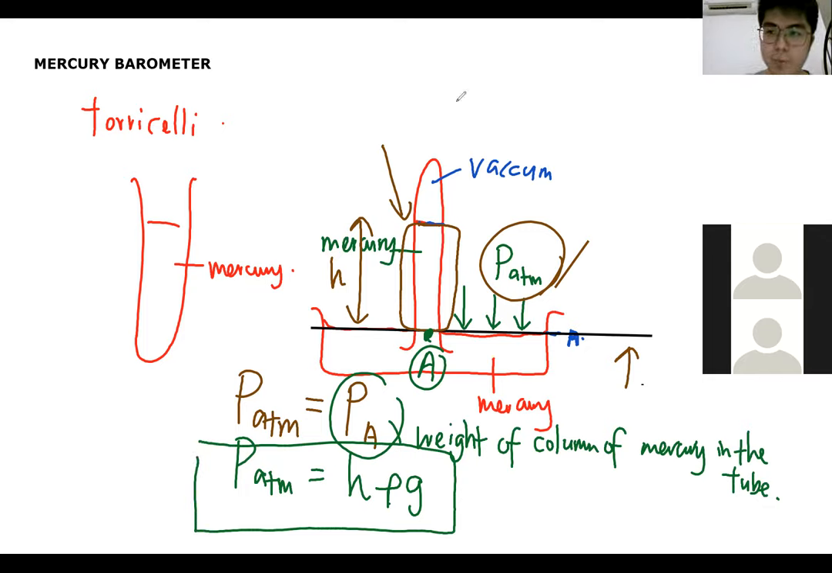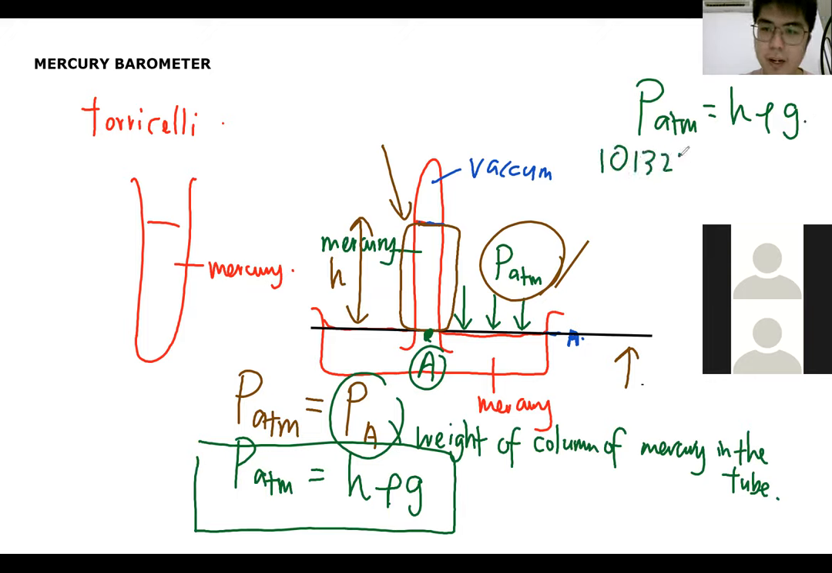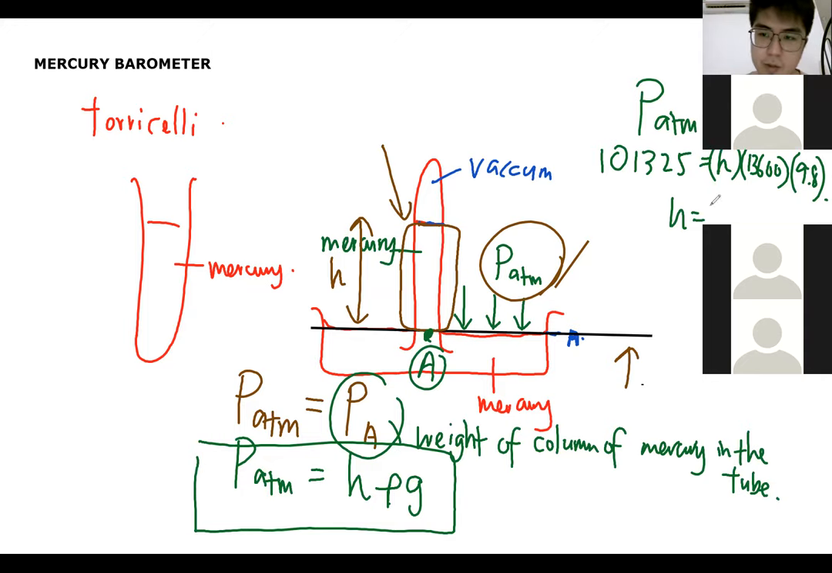Now from here, P atm equals h rho g, right? Now we know that atmospheric pressure is 101325 pascal, standard atmospheric pressure. So we put it inside the formula: 101325 equals the height, which we don't know yet, times the density of the mercury, 13600 kilogram per cubic meter, and then g is 9.8. So if you find the height, you will get 0.76 meter.